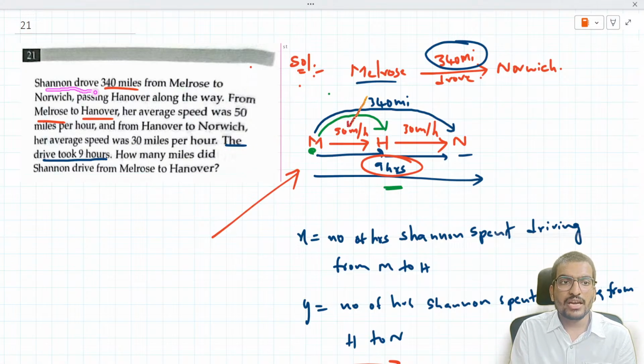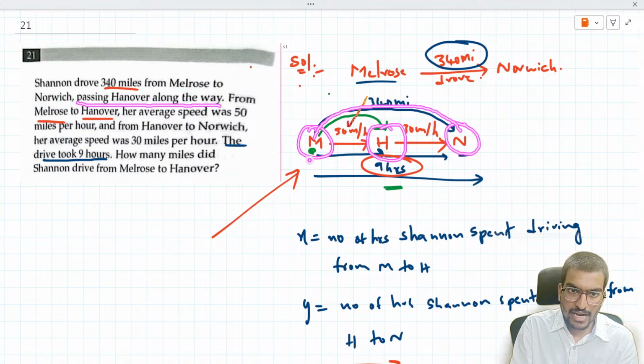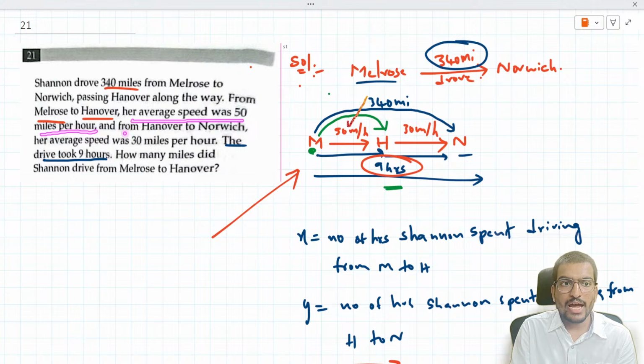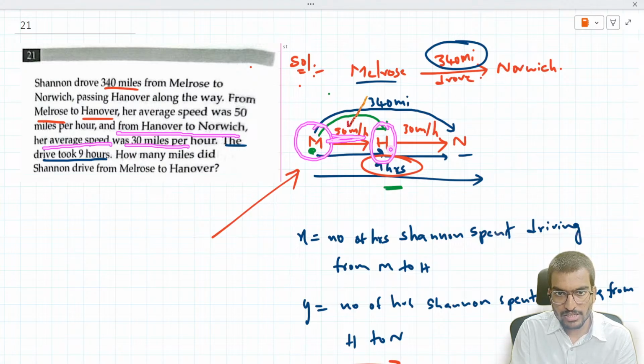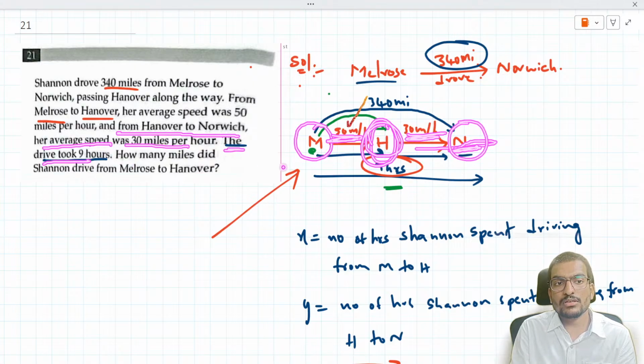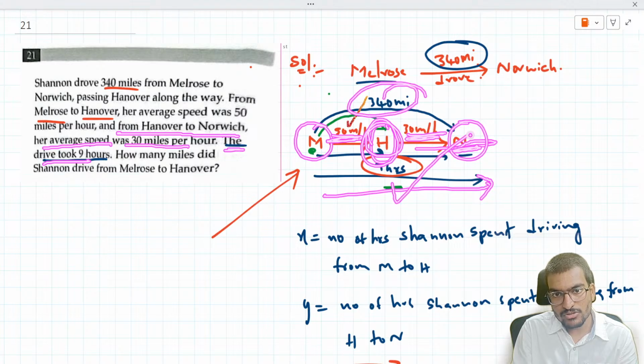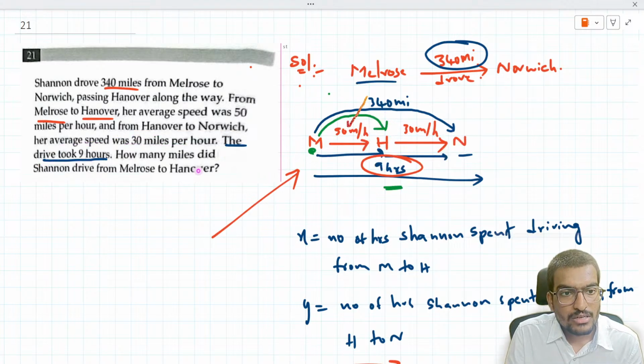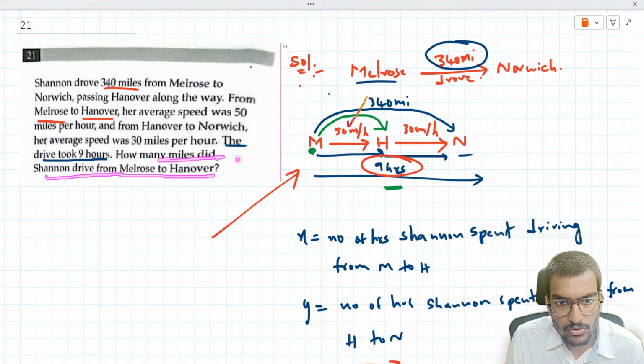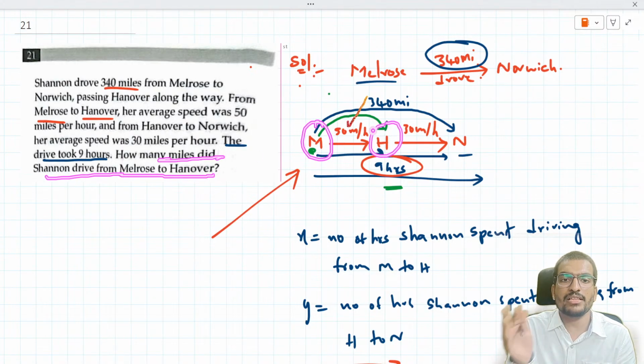What they said: Shannon drove 340 miles from Melrose to Norwich, passing Hanover along the way. So Melrose to Norwich is 340 miles, passing through Hanover. Melrose to Hanover, 50 miles per hour. Hanover to Norwich, 30 miles per hour. The total drive for 340 miles took 9 hours. Now, how many miles did Shannon drive from Melrose to Hanover?